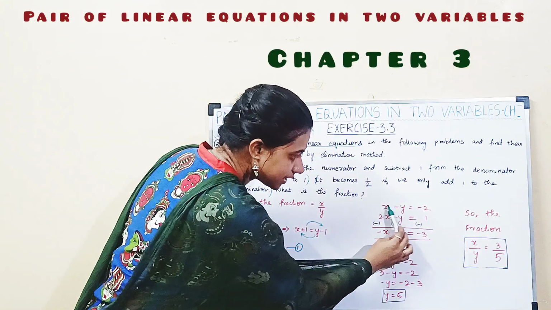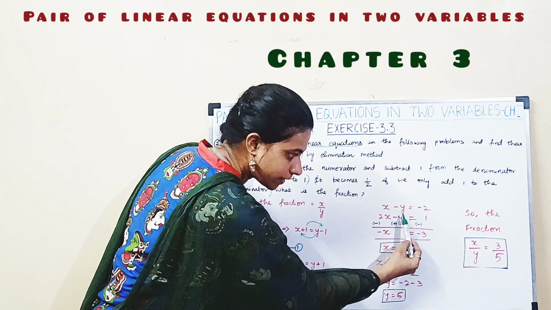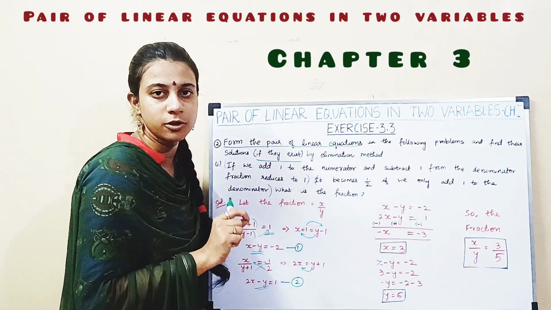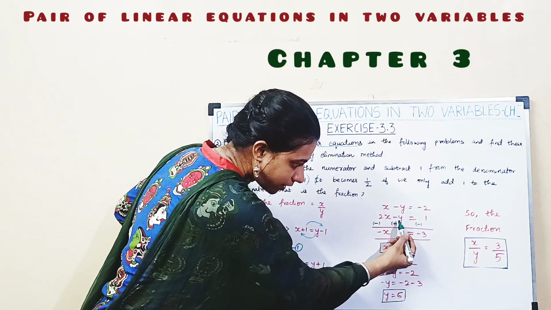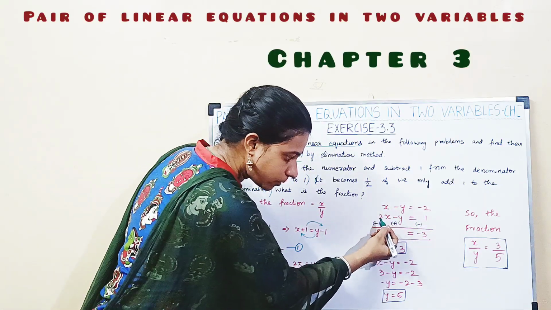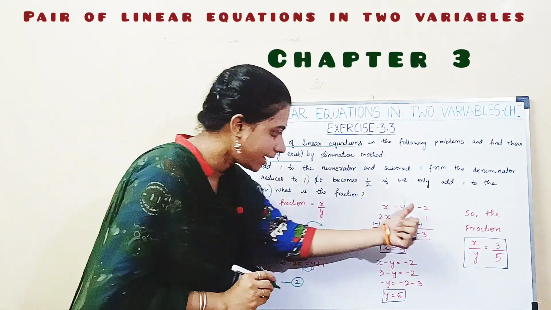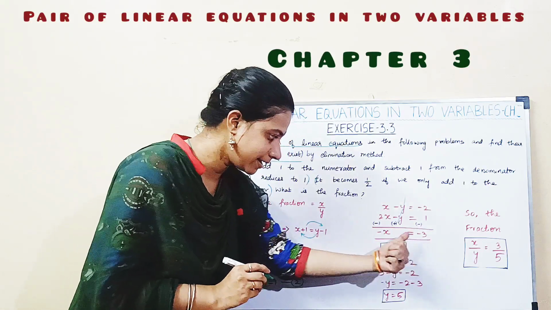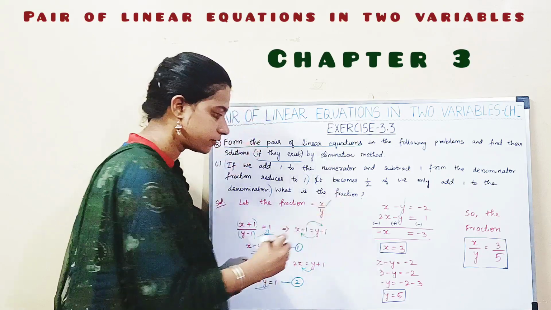So what are we doing? This is equation 1, x minus y equal to minus 2, and this is equation 2, 2x minus y is equal to 1. While subtracting, the sign of the second equation terms will be changed. So plus 2x will become minus 2x, minus y will become plus y, and 1 will become minus 1. So x minus 2x will be minus x, minus y plus y will get eliminated, and minus 2 minus 1 will be minus 3. So minus x will be equal to minus 3 and x equals 3. So we have found the numerator part of the fraction.